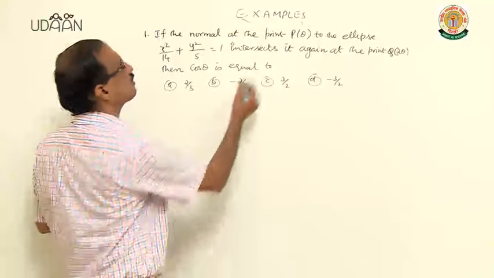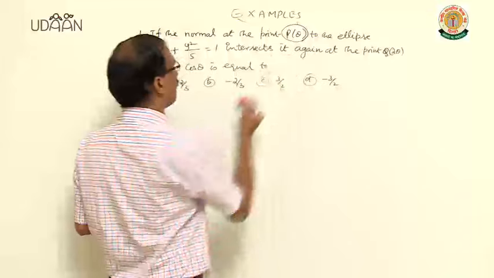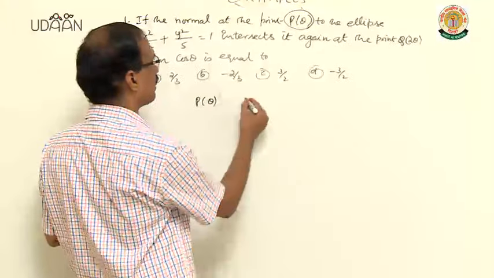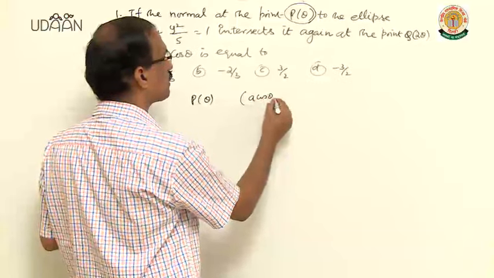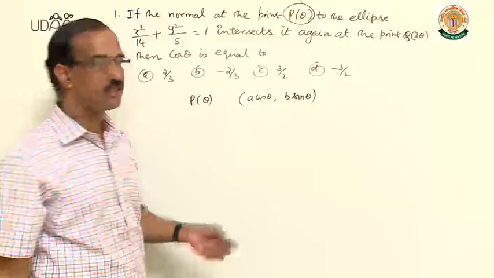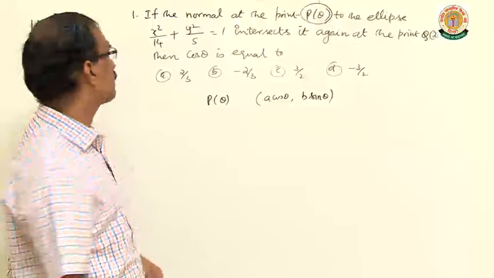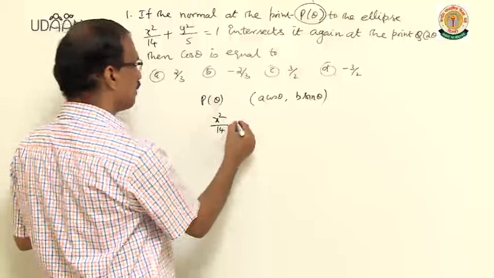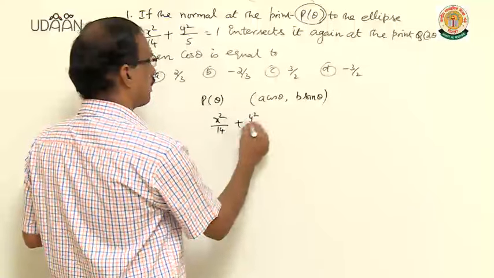So in this we are given a point P of theta. P of theta means your coordinates are in the form of a cos theta, b sin theta. This is your parametric coordinate. Now here the ellipse is x squared by 14 plus y squared by 5.